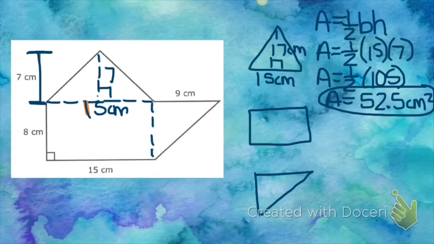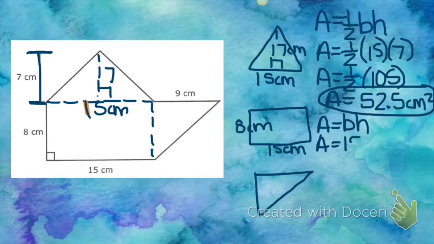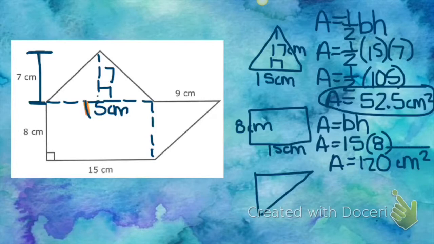Next, I'm going to look at this rectangle. I know my height is 8 centimeters and my base is 15 centimeters. So I'm going to bring over my formula, area equals base times height. I'm going to plug in my numbers and substitute. So I have 15 as my base and my height is 8. And I know that 15 times 8 is 120. So the area of this rectangle is 120 centimeters squared. And I'm going to circle this as well. It's what I need to find my answer, but it's not my answer yet.